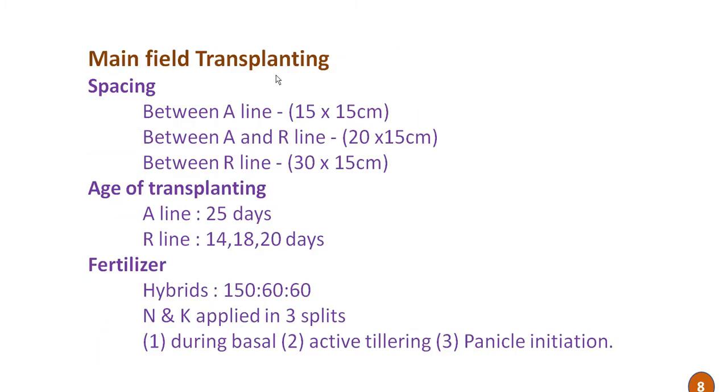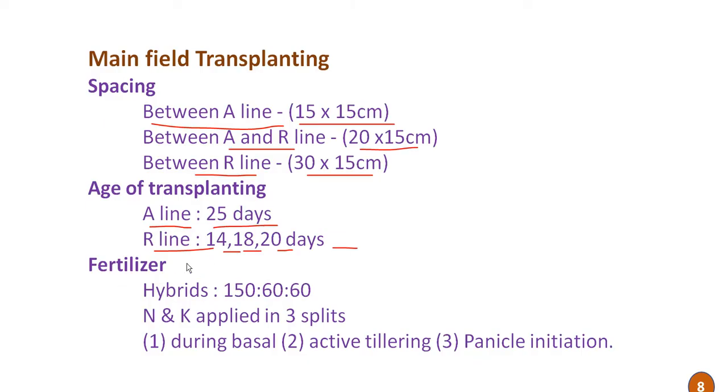Then main field transplanting. For the transplanting spacing, the spacing between A lines is 15 into 15 centimeter. Between A and R line, it is 20 into 15 centimeter, between R lines 30 into 15 centimeter. And the age of the seedling at transplanting, in case of the A line, it is 25 days, and in case of the R line it is 14, 18, 20 days. So these are the ages of seedlings at the time of transplanting.